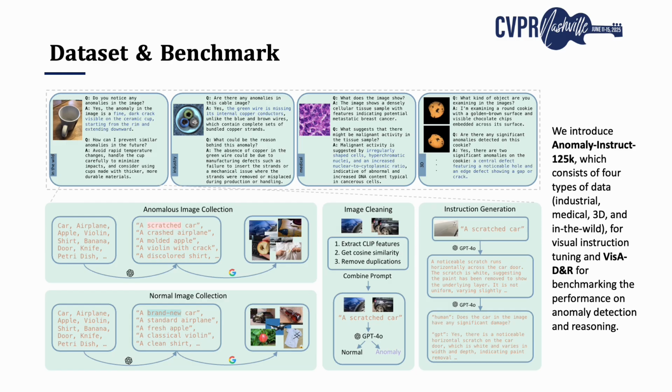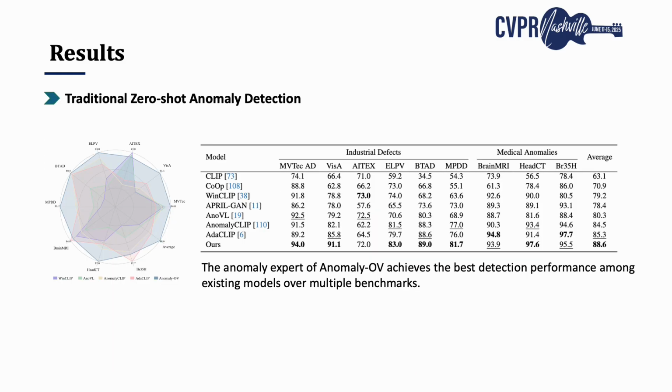Finally, we contribute a large visual instruction tuning dataset, Anomaly Instruct 125K, which consists of 4 types of data: industrial, medical, 3D, and in the wild, for visual instruction tuning, and VISA-DR for benchmarking the performance on anomaly detection and reasoning. The anomaly expert of Anomaly OV achieves the best detection performance among existing methods over multiple benchmarks on the traditional zero-shot anomaly detection task.